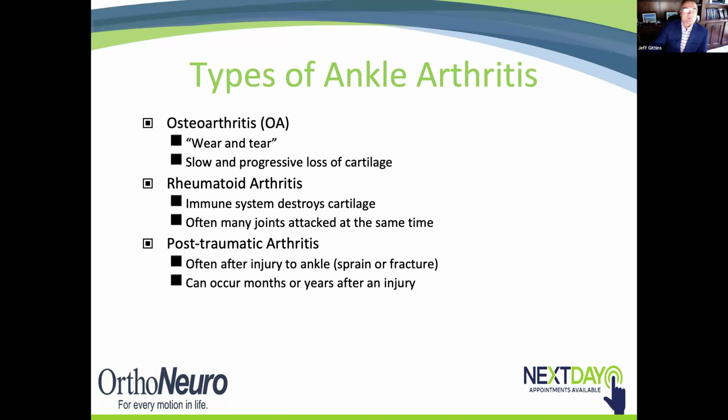With osteoarthritis, there's wear and tear of the joint space. It can be a slow and progressive loss of cartilage. There is an inheritance pattern with this as well. With rheumatoid arthritis, the immune system is destroying the cartilage within the joint space. It leads to many joints being attacked at the same time. The joints are typically swollen and deformed as well.